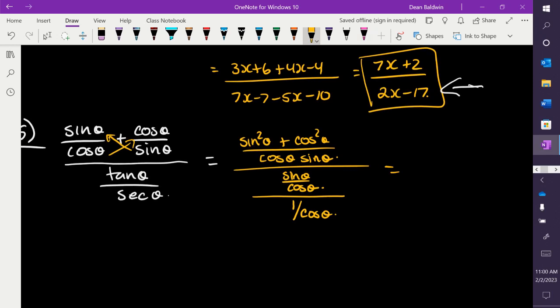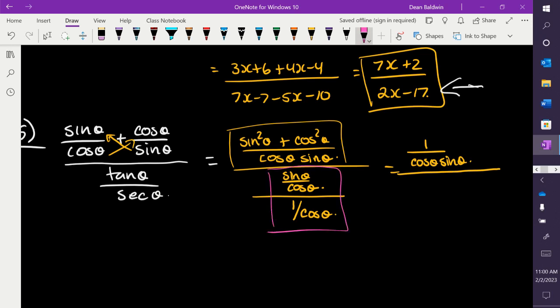And by the top, I mean this thing. All right. Sine squared plus cos squared is 1. So that just simplifies to 1 over cos theta sine theta. Over. What do you do when you're dividing fractions? Flip and multiply, right? Yes? Okay, what cancels? Boom. Cosines are gone.